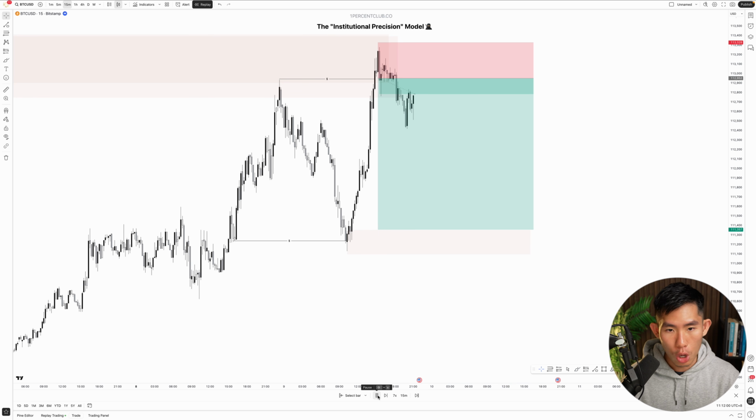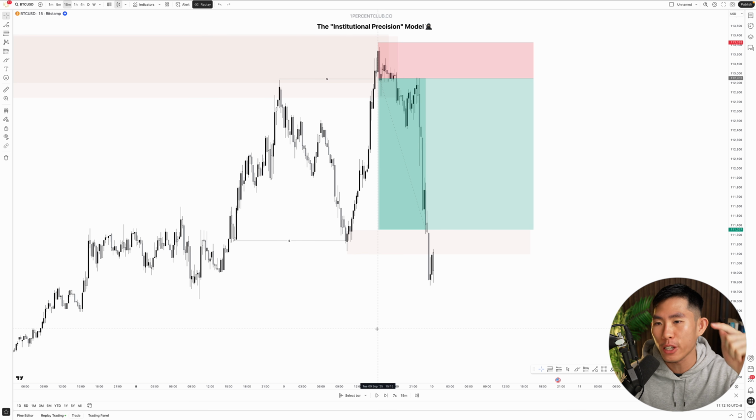Price started slowly but surely trickling down and smashed our TP. There's nothing more satisfying than that. Seeing your research, your analysis, your preparation played out perfectly. This is what it means to trade with precision like an institution. That is why we call it the institutional precision entry model.